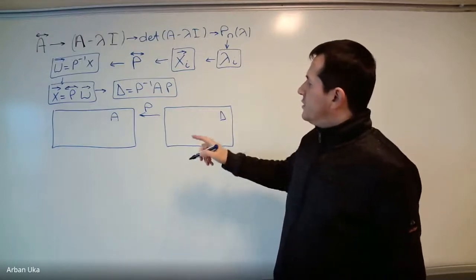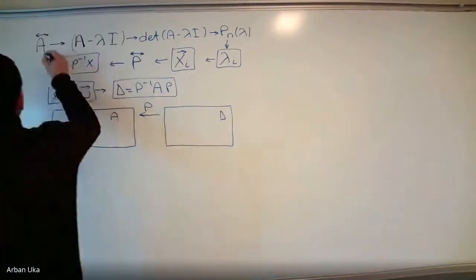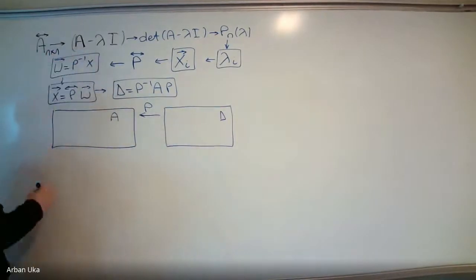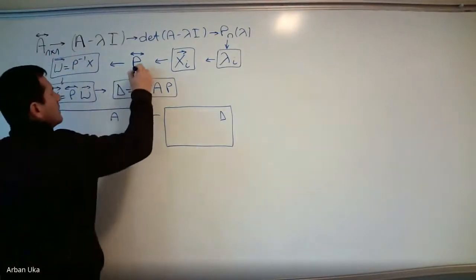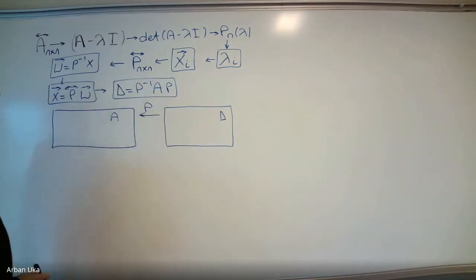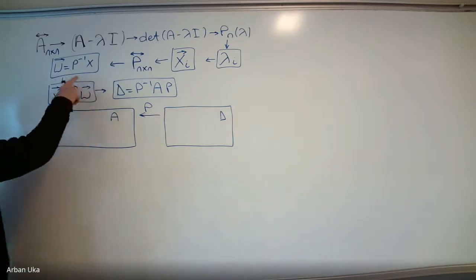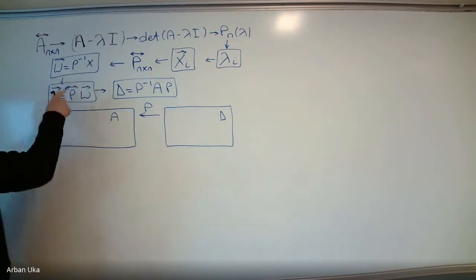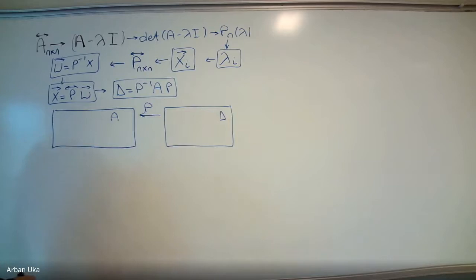We should also notice that if the matrix A is n by n, then we need P to be n by n, which means that we have to have n eigenvectors, okay? And then from this P, we can find how we can transform vectors from one domain to the other.